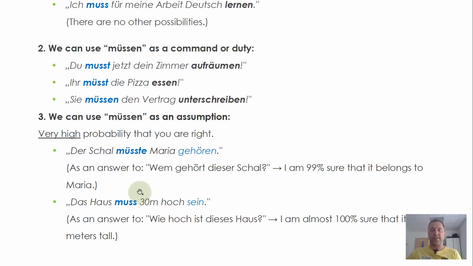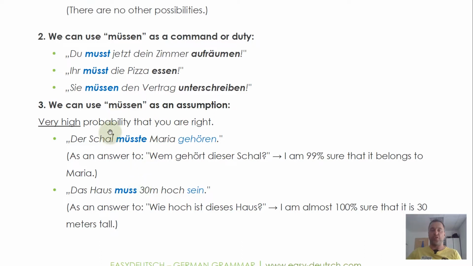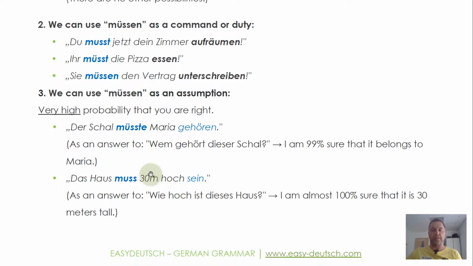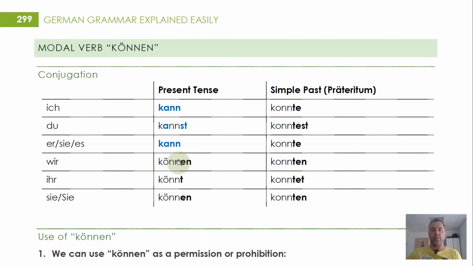So keep in mind, modal verbs can be used for probabilities and, depending on which modal verb we use, we can express different probabilities. You will see this with the next ones too, because with the next ones we will have a different chance of being right or a different assessment. So we think with müssen it is 99% that we are correct. But let's check out later how this works with the other ones.